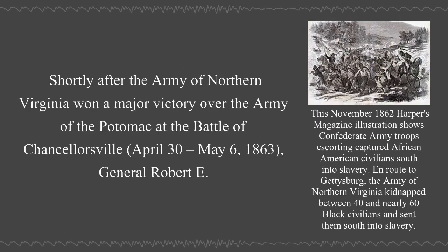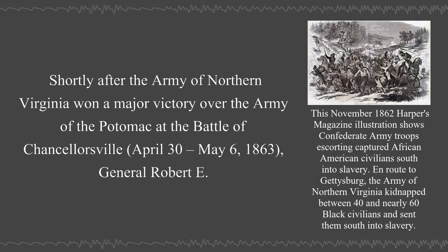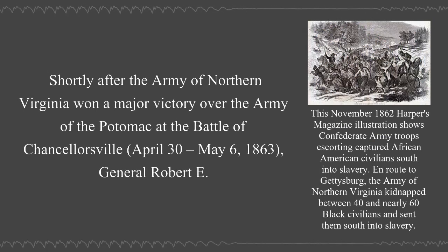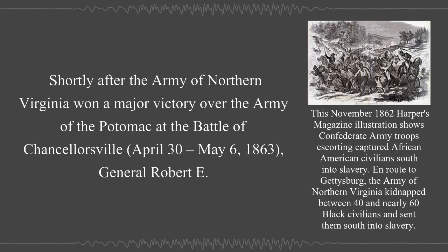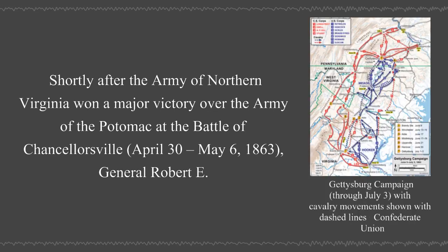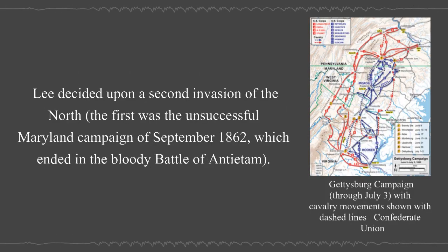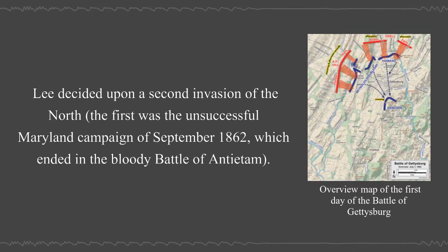Shortly after, the Army of Northern Virginia won a major victory over the Army of the Potomac at the Battle of Chancellorsville, April 30 to May 6, 1863. General Robert E. Lee decided upon a second invasion of the North. The first was the unsuccessful Maryland campaign of September 1862, which ended in the bloody Battle of Antietam.